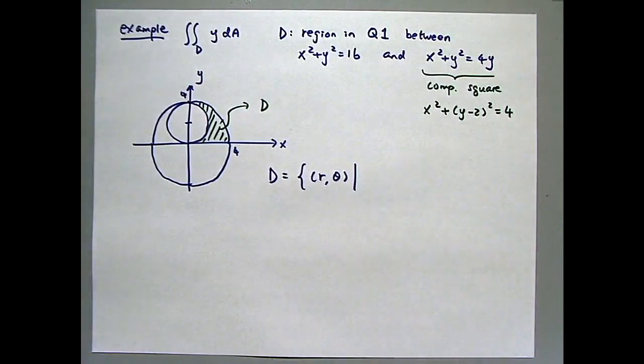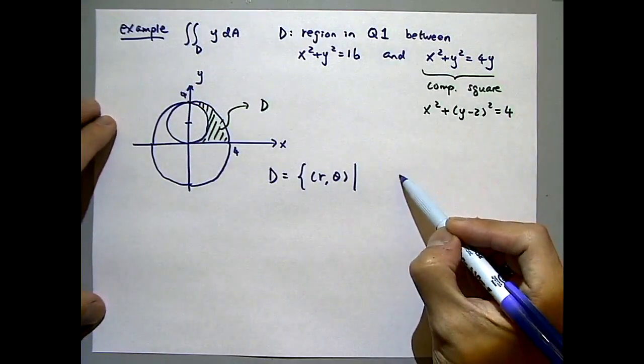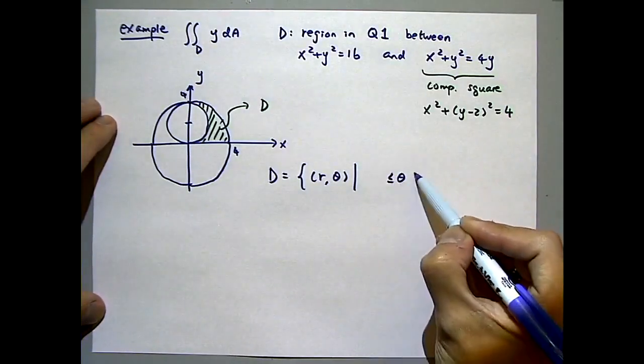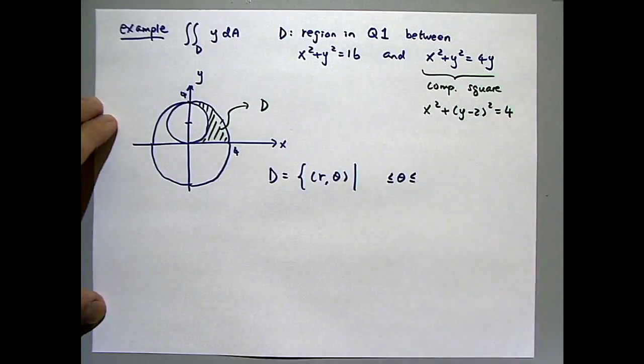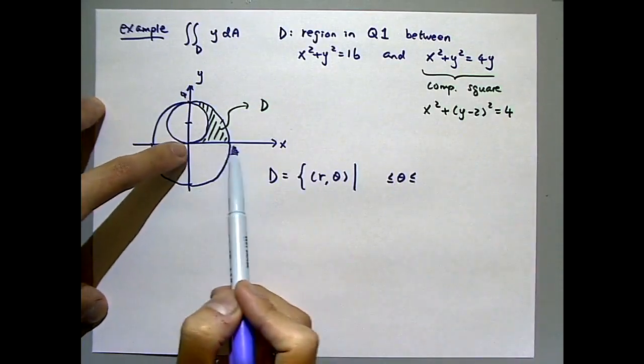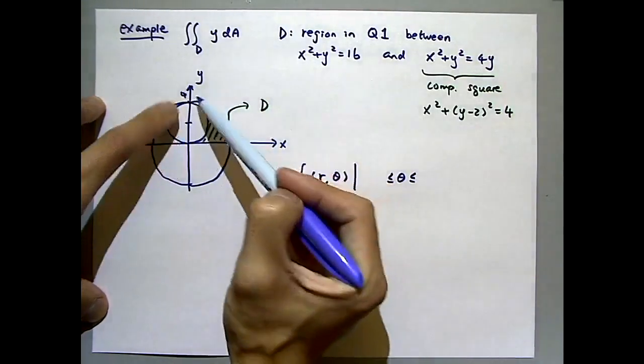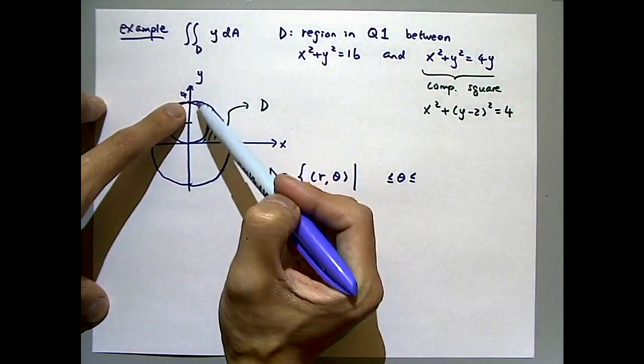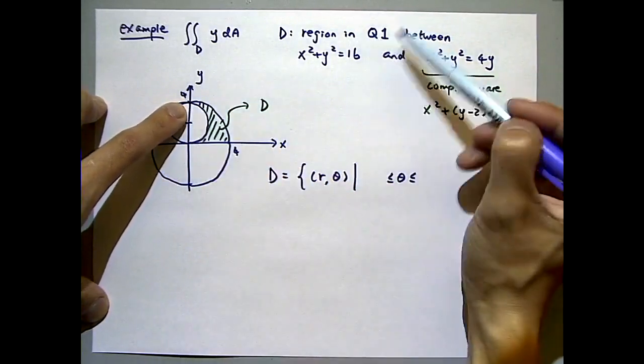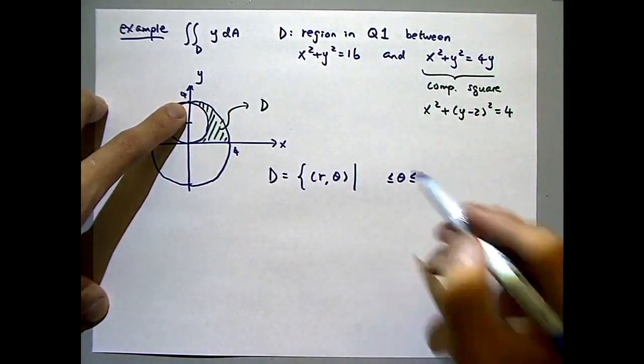Just like last time, we need to describe that region D in polar coordinates, and those things will become our integration bounds. So let's do the easy one first. Theta is going to start from 0, right? We start accumulating from 0, and we end the accumulation at pi over 2. That's what quadrant 1 is, 0 to pi over 2.